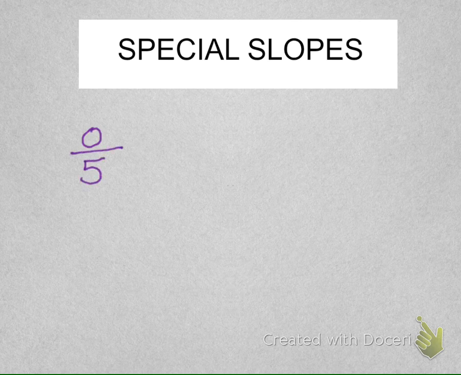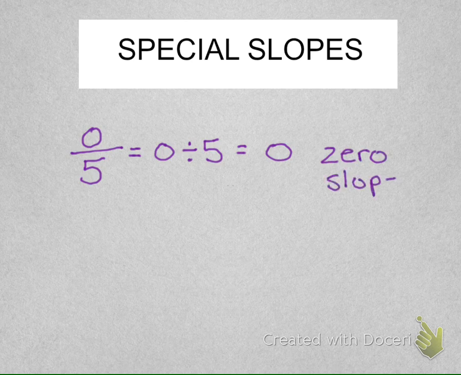So let's talk about those special slopes. So the special slopes are the zeros and the undefined. So when you have, let me just put an example. Let's say 0 over 5. Now the 0 isn't under, right? The 0 is on top. And if you did that in the calculator, you would do 0 divided by 5, and that equals 0. So this is referred to as a 0 slope. Or if somebody asked you what's the slope, you would write the number 0. The slope is a 0. It has a 0 rise and a run of 5.